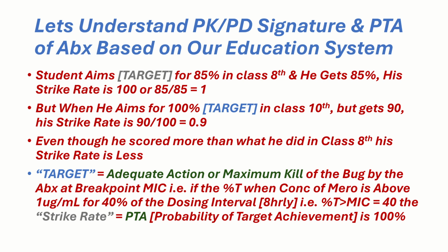So in this case my probability of target attainment is 100% because I have kept the dosing of meropenem in such a way, as the extended infusion, so that the concentration of the meropenem, at least I'm saying 40% of times, is above the MIC. So your minimum probability of target attainment should be 100%. It can go as high as 120%, 150%, maybe 200, 300, 400%. But the minimum should be 1 or 100%.